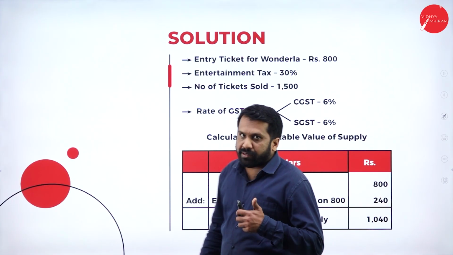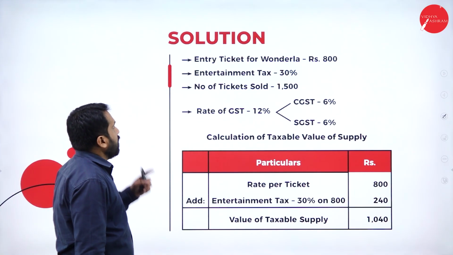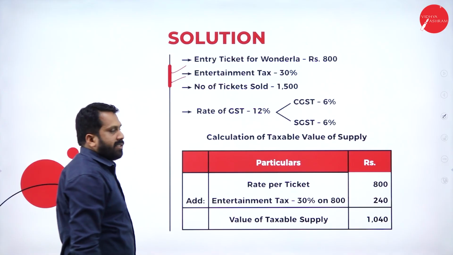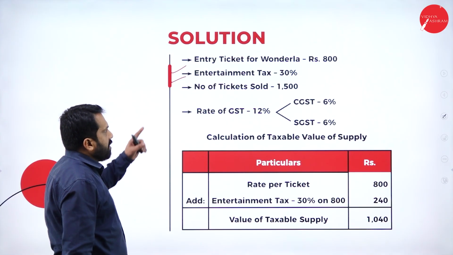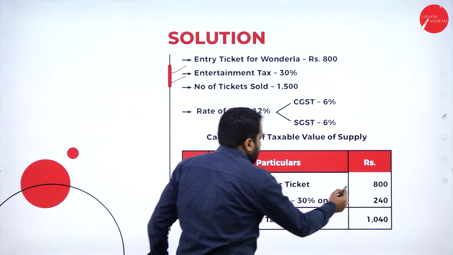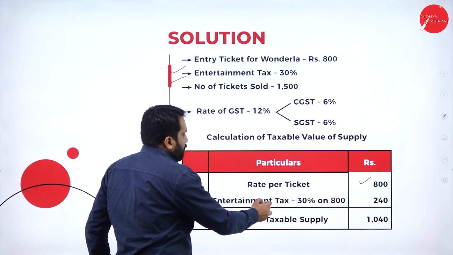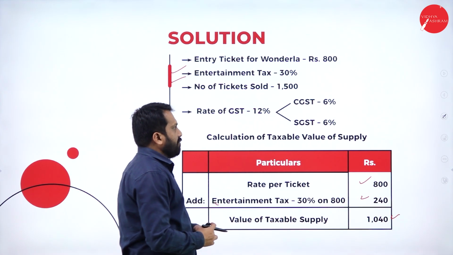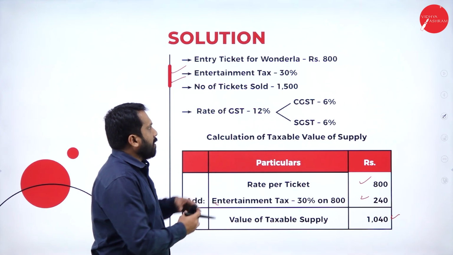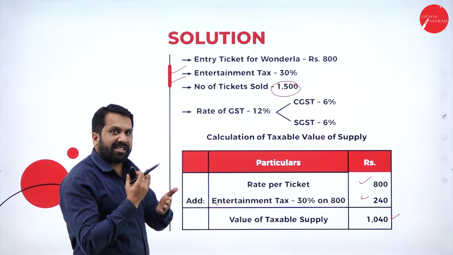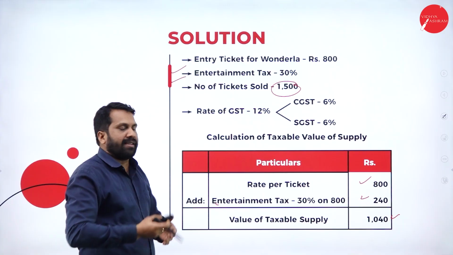Now, as per this, the entry ticket of Wonderla is 800. The entertainment tax is 30%. And how many tickets sold? 1,500 tickets sold. Now, rate per ticket 800. 30% on 800 is 240. Total value will be 1,040. 1,040 multiplied with what? 1,500 tickets. And the tax must be split 6% and 6%.